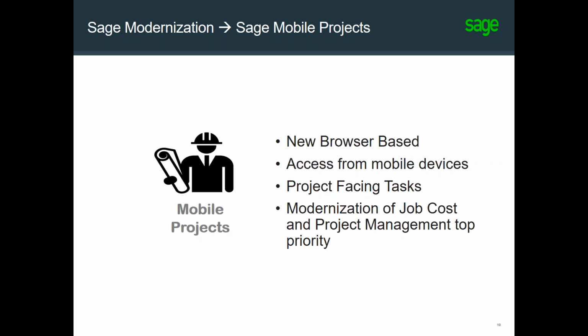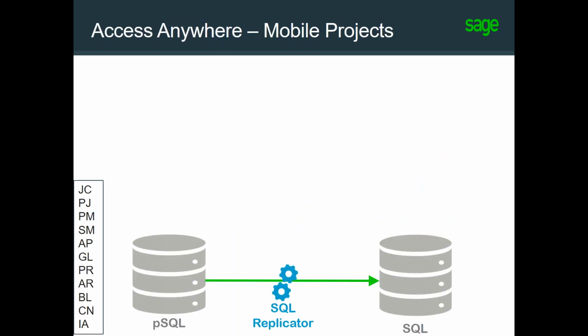Now, next thing here, mobile projects. Mobile projects is a project management focused application. It's browser-based, accessible from all your mobile devices with project-facing tasks. Now, project management and job cost will be the first modules to be completely modernized with the new user interface. From there, Sage will come back and handle additional modules as they go. This is kind of the tentative order over here on the left.